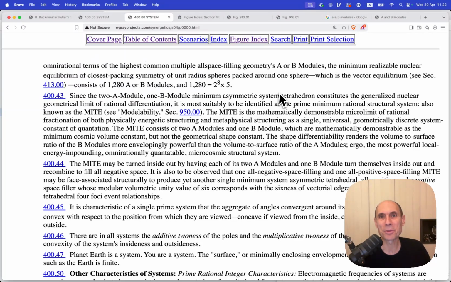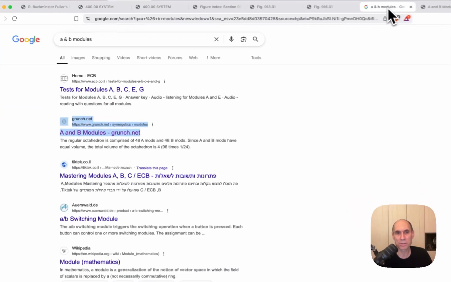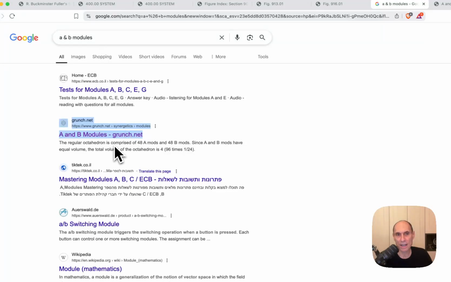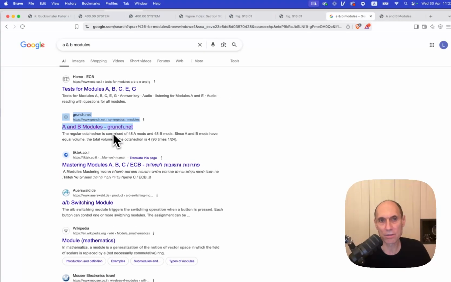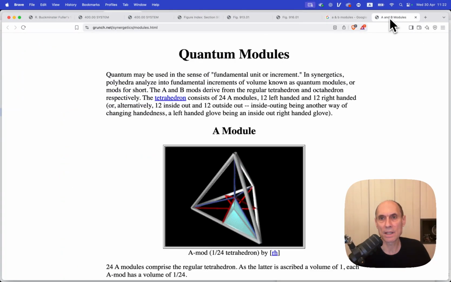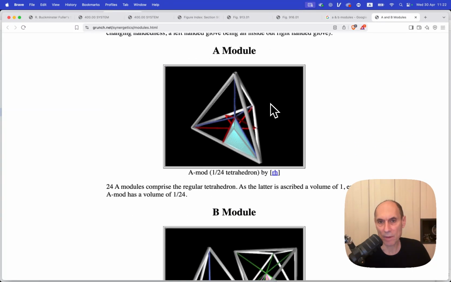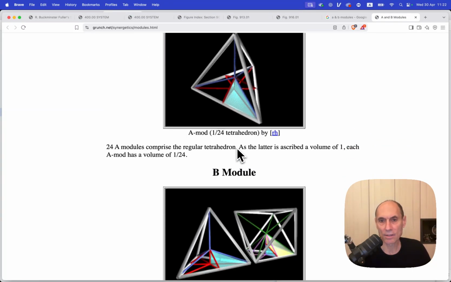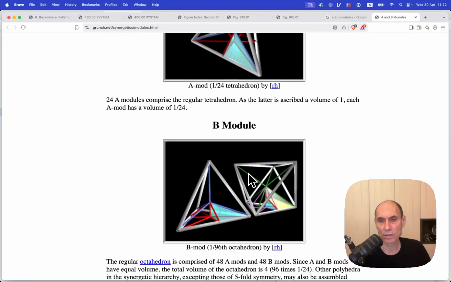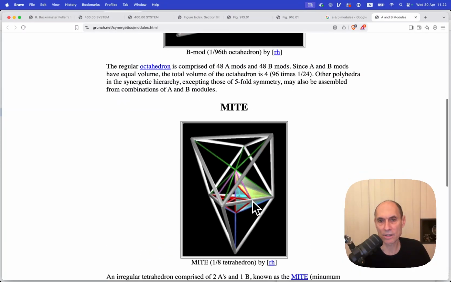If you want to read more about A and B, just go to Google, type in A and B modules, and one of the first hits will be grunch.net, the amazing repository of information aggregated by Kirby Urner over time. And here you can see his page. There's the A module drawn. Here's a B module drawn, derived from the octahedron. And there's the MITE that we just discussed.